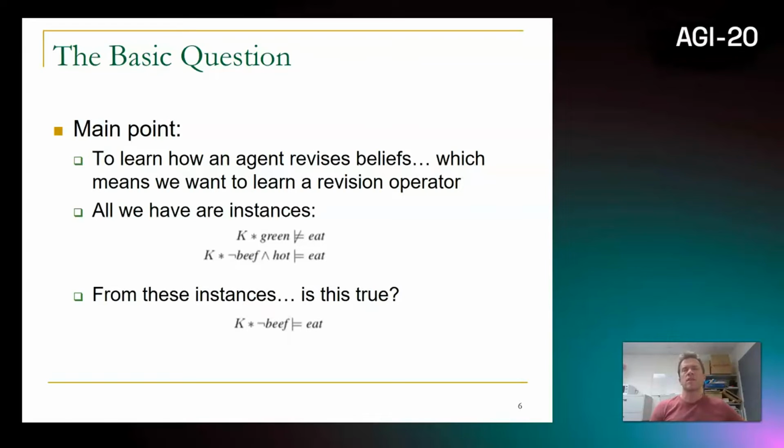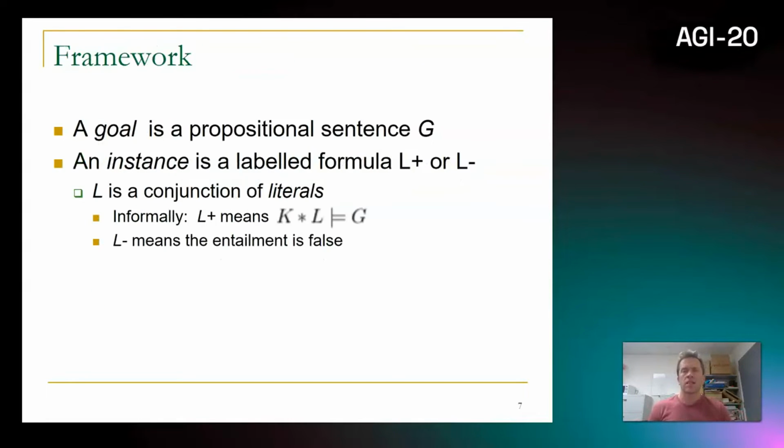And the basic question that we're trying to address here is we want to learn how an agent revises their beliefs. So we want to look at a bunch of instances in the past. So we say in the past, when they had a certain set of initial beliefs, and then they learned that the food was green, then they didn't eat it. And another time they had certain beliefs, and then they learned that the food wasn't beef and it was hot, and then they did eat it. And we want to learn how they make these changes to their beliefs based on new input. If we get a new example, like, what if we give them something that's not beef, and that's all we know? Are they going to eat it or not? That's the kind of process that we're trying to figure out.